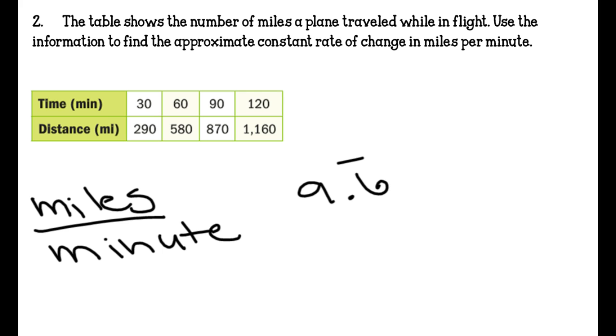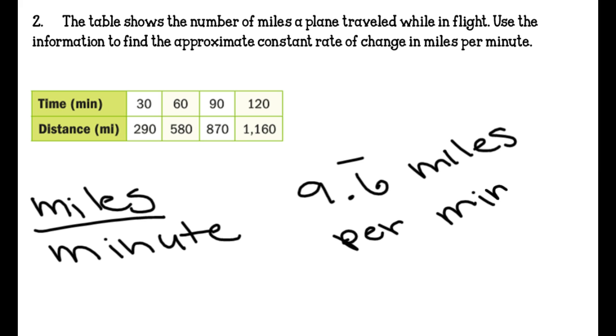580 divided by 60 is again 9.6 repeating. 870 divided by 90 is again 9.6 repeating. And 1,160 divided by 120, you guessed it, 9.6 repeating. So that is 9.6 repeating miles per minute. And yes, you have to write that label out.